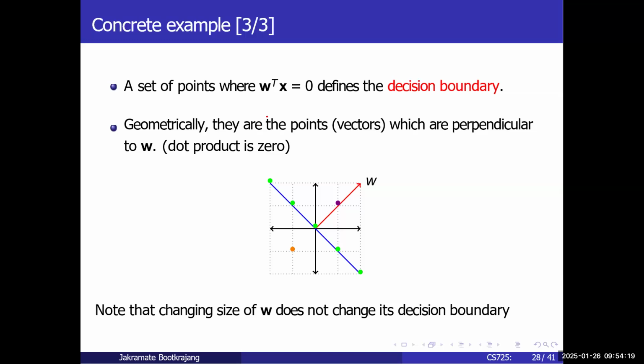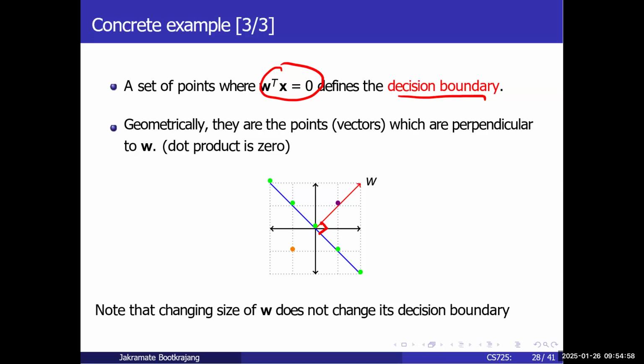So the set of points where this becomes 0 will define a decision boundary. In geometry, every point on the line that is perpendicular to the vector will give a dot product of 0. If your vector is here and you draw a line perpendicular to it, this line becomes the decision boundary. It will have the dot product equal to 0.